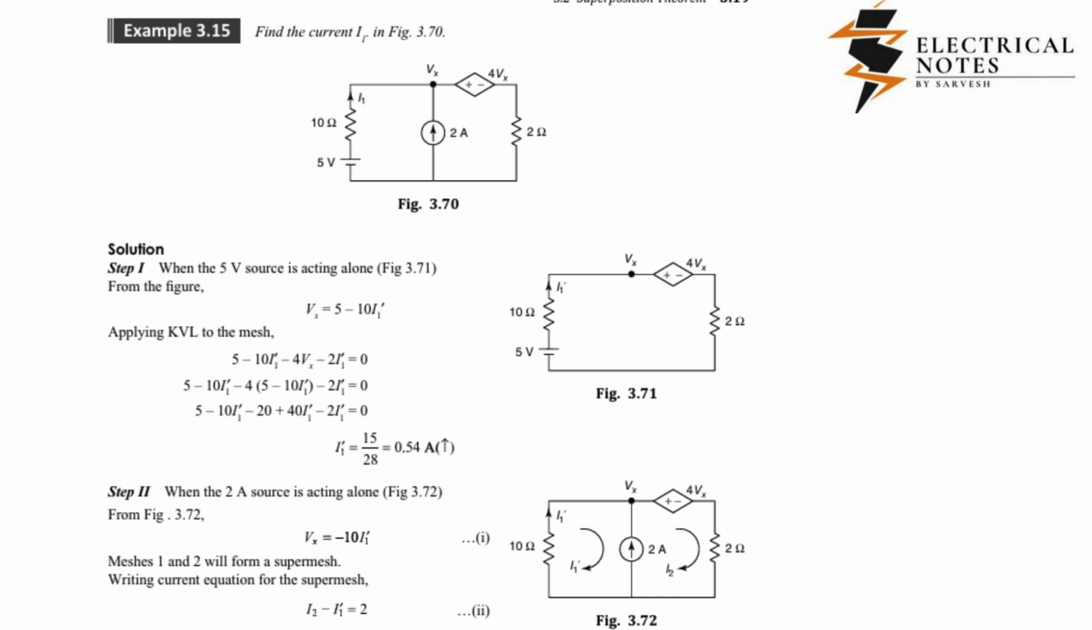From Fig. 3.72, Vx equals 10 I1. Meshes 1 and 2 will form a supermesh. Writing the current equation for the supermesh: I2 minus I1 equals 2. Applying KVL to the outer path of the supermesh.